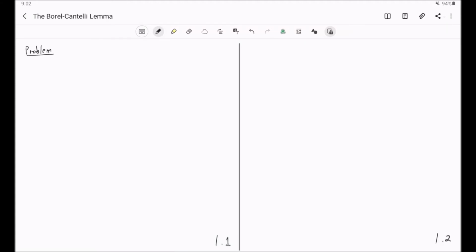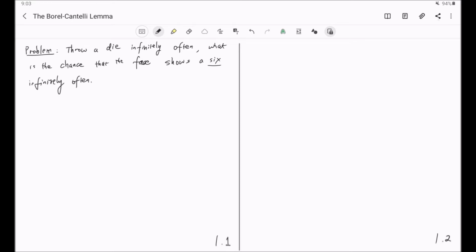Suppose you throw a die infinitely often. What is the chance that the face shows a 6 infinitely often? I'll let you think about this problem for a while. The probability should equal 1. And why is it so?